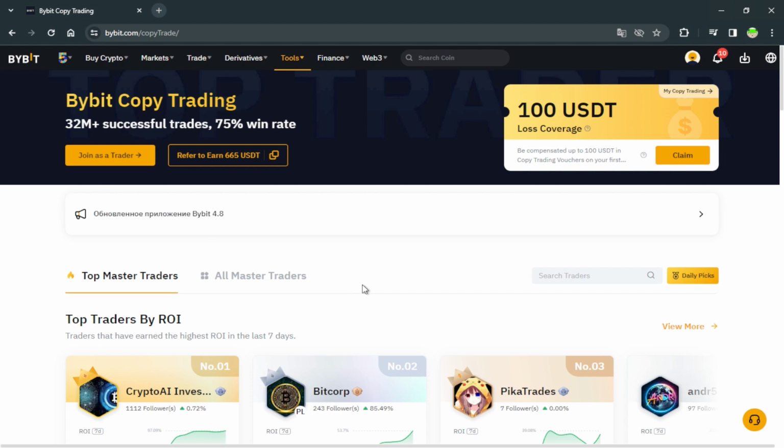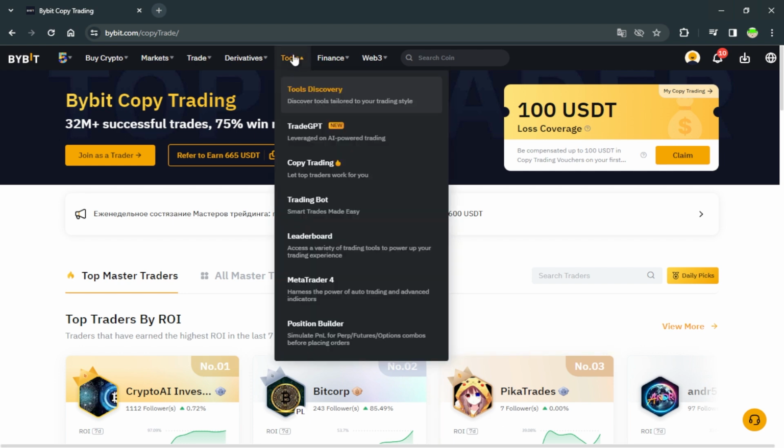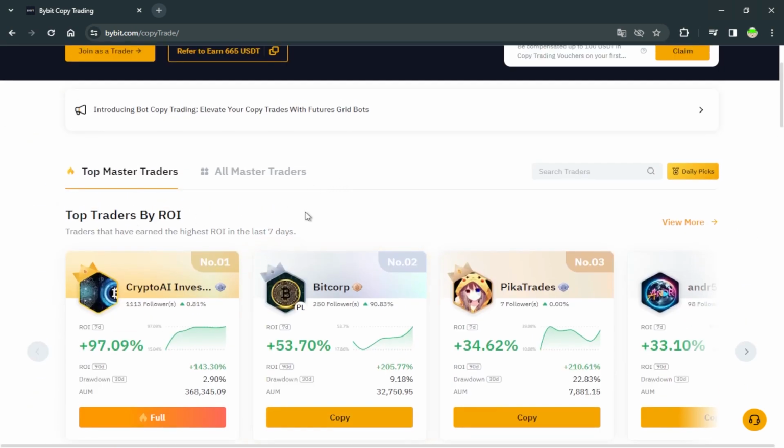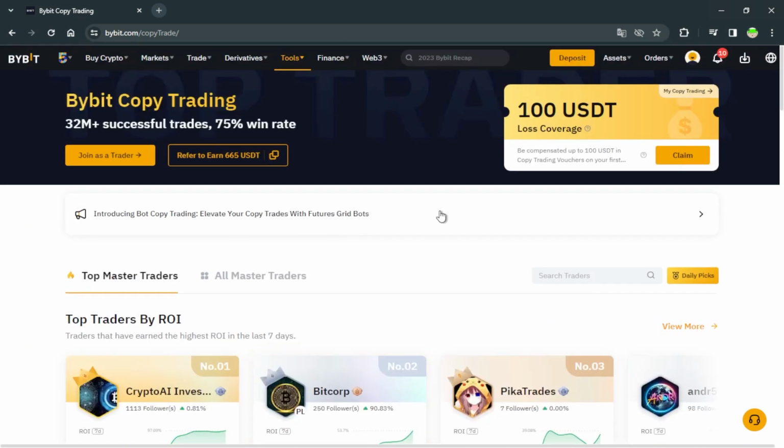First, you need to register on ByBit, if you haven't already done so. After that, we need to go to the Tools tab and select Copy Trading. Here we will have a list of top traders for the last 7 days. But in general, what are these traders and how do they even relate to us?